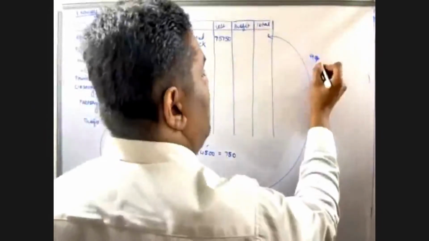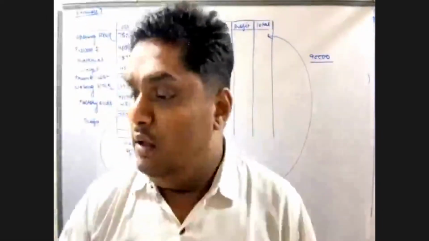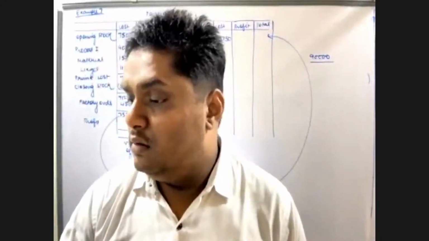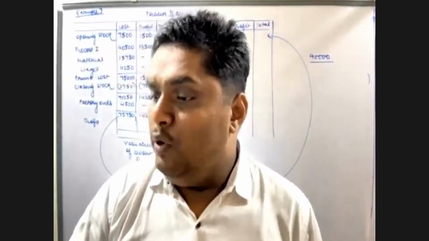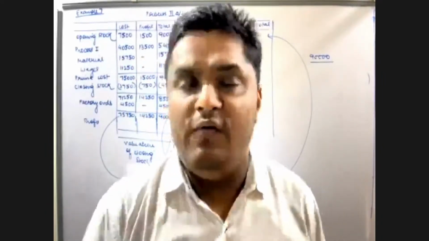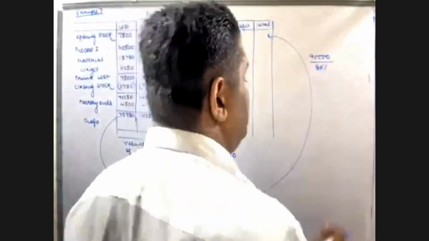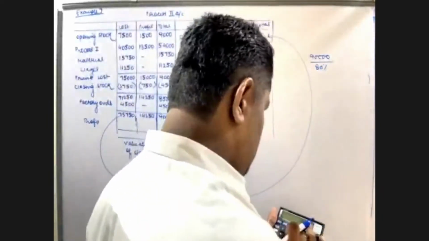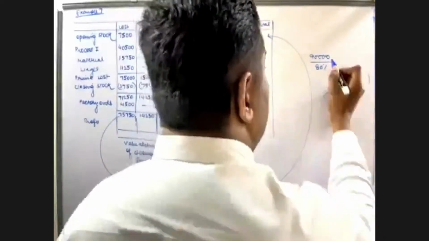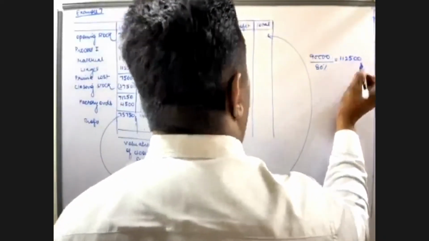So herein, it is given in the question that the output of process second is transferred to finished stock at 20% profit on transfer price. It means what? This is equal to 80%. So this will be 1,12,500.